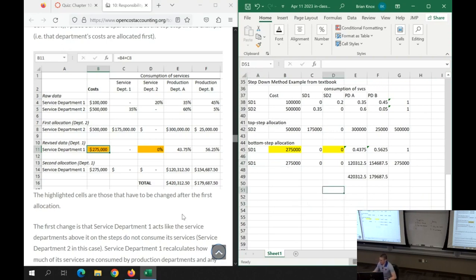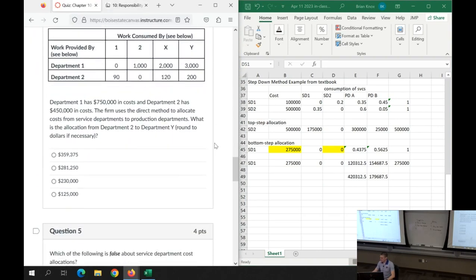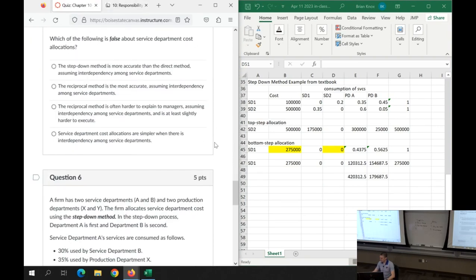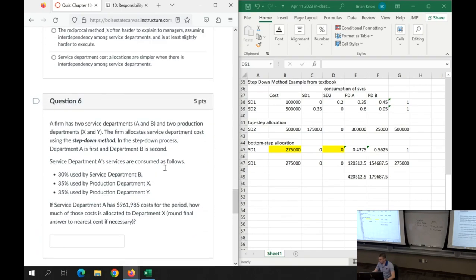Okay, so let's do a step-down method question. All right, so a firm has 2 service departments, A and B, 2 production departments, X and Y. The firm allocates service department costs using a step-down method, in bold. In the step-down process, department A is first and B is second. Okay, so I told you the order. A is the top step, B is the down step.